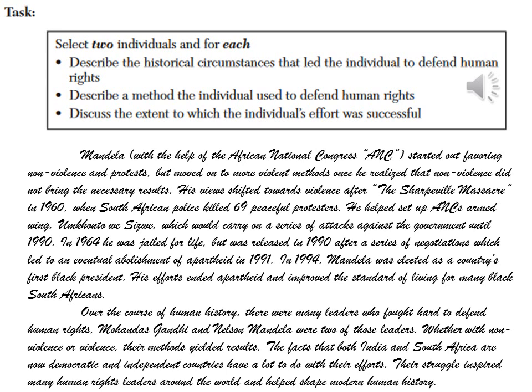In 1994, Mandela was elected as the country's first black president. His efforts ended apartheid and improved the standards of living for many black South Africans. So as you can see right here, I described the method the individual used to defend human rights. I addressed that bullet point, and I also discussed the extent to which his efforts were successful. So every single bullet point was addressed, which is what we're looking for.